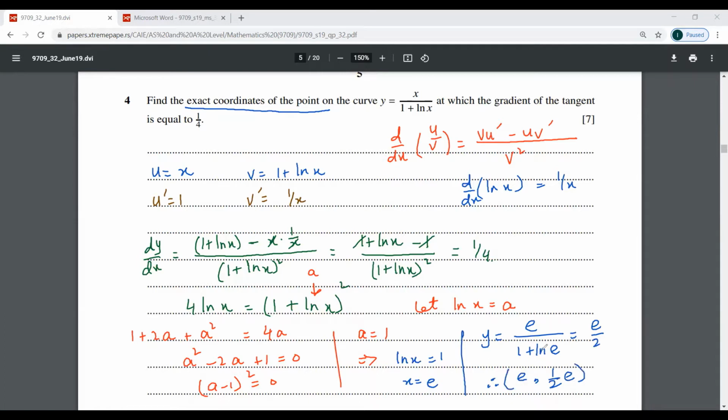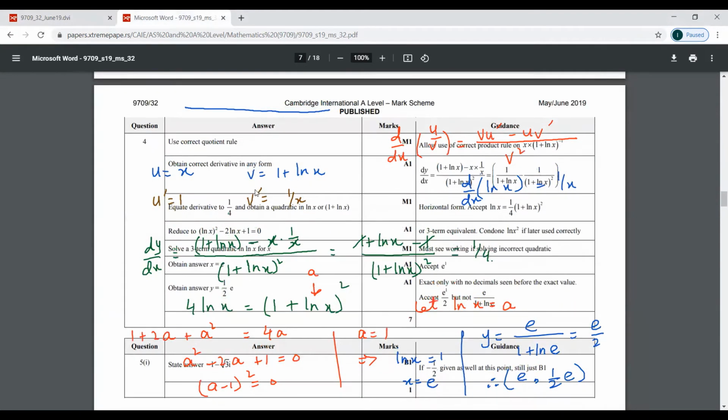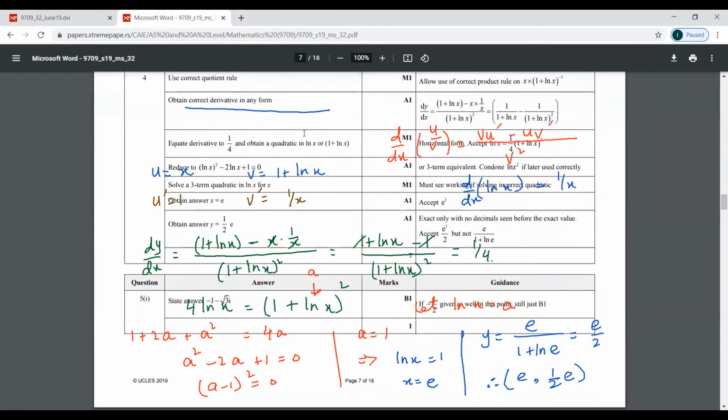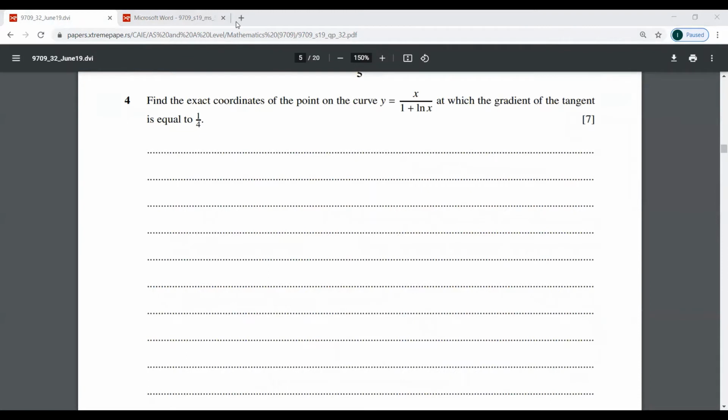Yes? Okay, so quickly check the answer. So this is absolutely right. x is equal to e and y is equal to half e. Okay, so time to move to the next question.